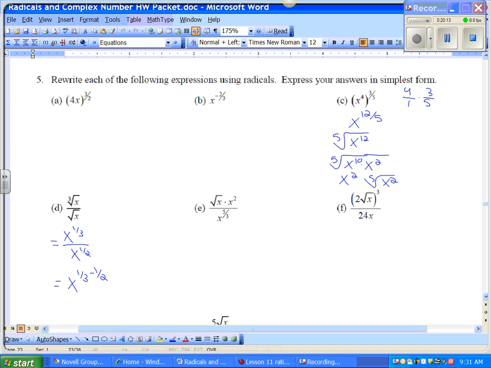Okay. What does this become? X to the negative 1/6. You have to have common denominators when you add and subtract fractions. Okay. So you have to go back and forth between the two. Radical to exponent, exponent to radical.